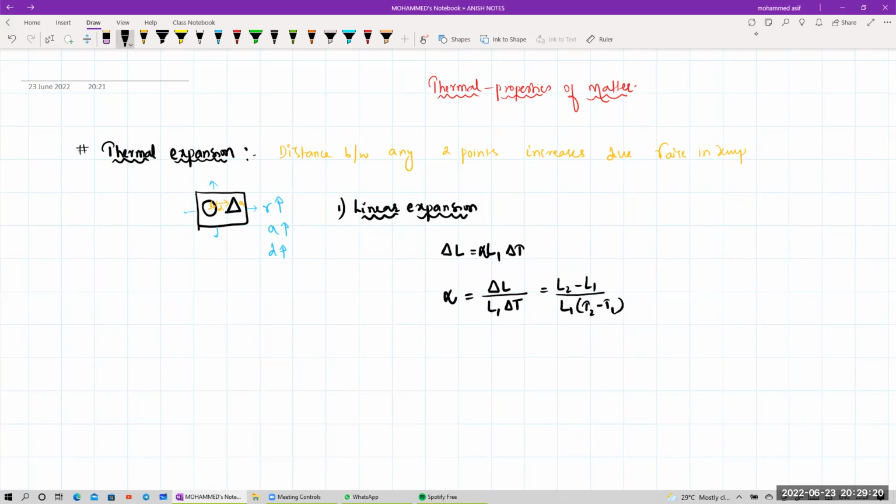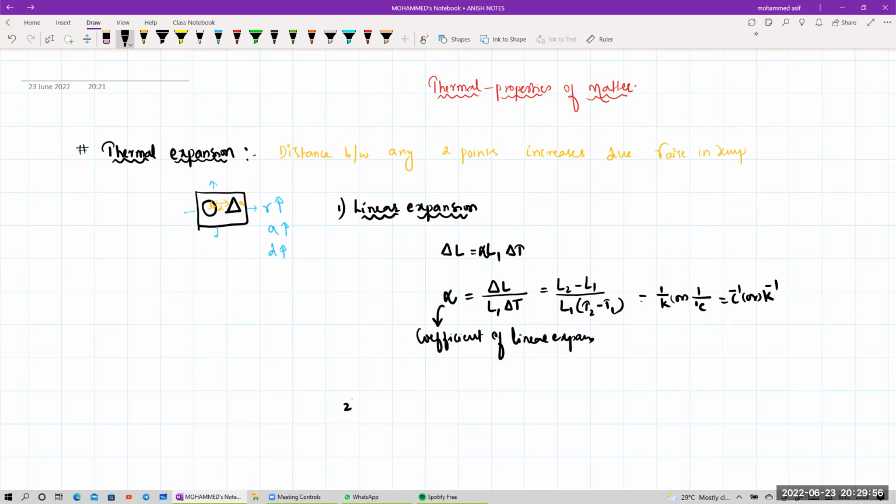And for the unit, the length will get cancelled. The unit will be equal to what? Either it is in kelvin or it may be in degree centigrade. Then 1 by temperature, that means 1 by K, or maybe 1 by degree centigrade. That means C inverse, or Kelvin inverse. So what do you mean by alpha? Alpha is known as the coefficient of linear expansion.